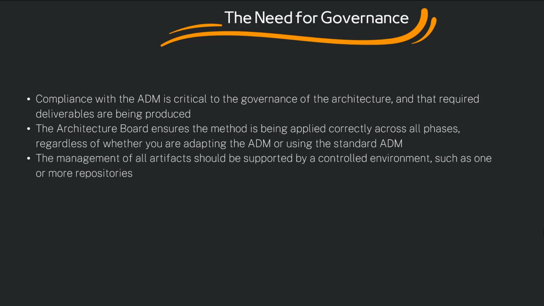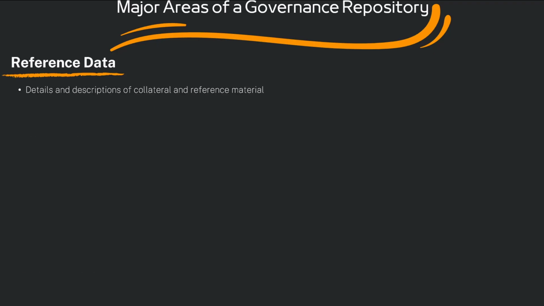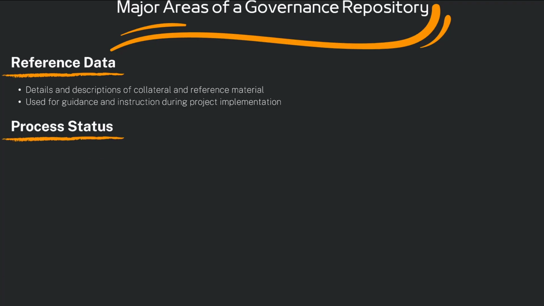The management of all artifacts should be supported by a controlled environment, such as one or more repositories. There are three major areas of a governance repository. The first is reference data. Reference data details and has descriptions of collateral and reference material, and it is used for guidance and instruction during project implementation. The next is the process status, where I can find information regarding the state of any governance process, where we are within it, and how well we are doing.